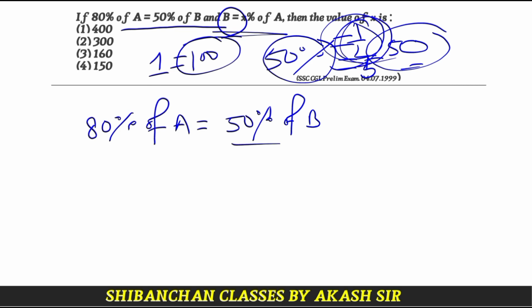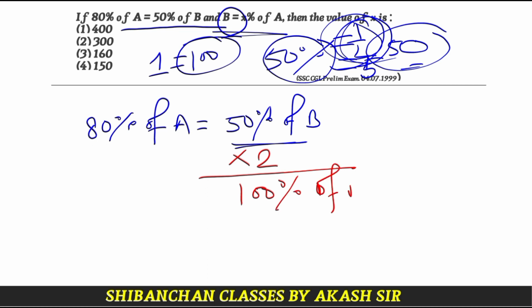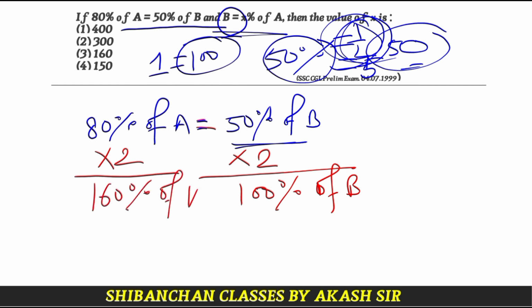Now listen carefully. 50% of B means 1 by 2 of B, means B by 2. If I multiply this 50 by 2, what do we get? We get 100% of B. Simply observe it. If I multiply this side by 2, we have to also multiply this side by 2. Like this, 160% of A. Now you tell me 100% of B means what? 100% of B means B.